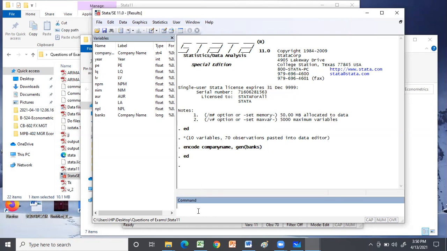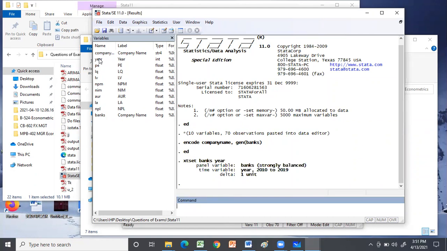Now we are going to write another command which makes Stata understand which one is the time variable and which one is the panel variable. We have to write xtset, x for panel, t for time, or x for cross section, t for time. Xtset, then our banks is the cross section or group, and then t for time, and press enter. Then the panel variable is banks, they have all been automatically taken. Time variable is year, which started from 2010 to 2019.